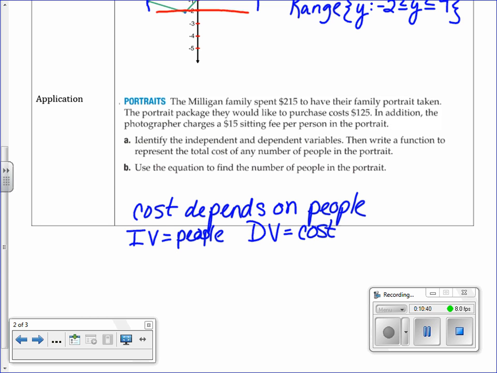And I'm going to go ahead and set up an equation that cost equals 125 plus 15p. It's a $15 sitting fee per person. That's why I'm putting 15 and p right next to each other. And then I have the upfront cost of 125. So all I need to really do is substitute in how much they spent, which is $215.